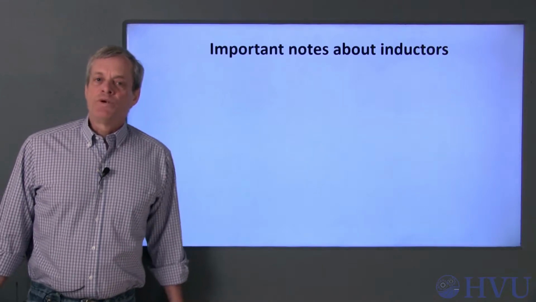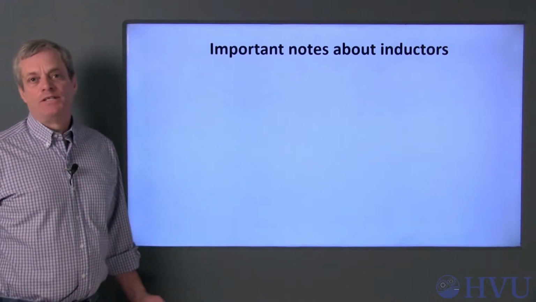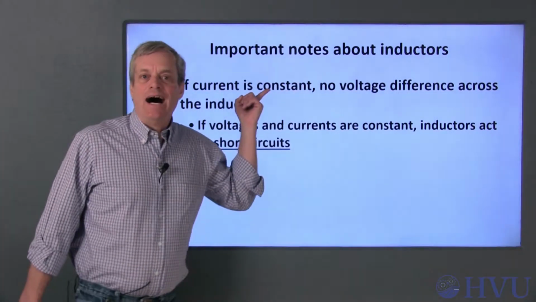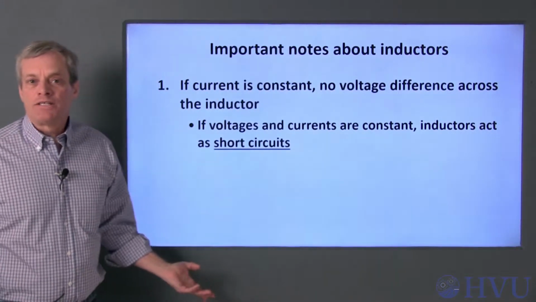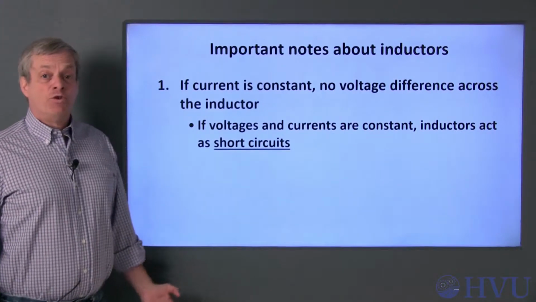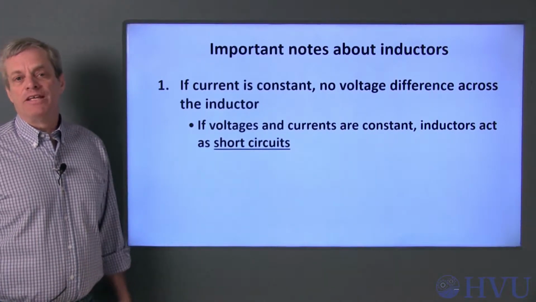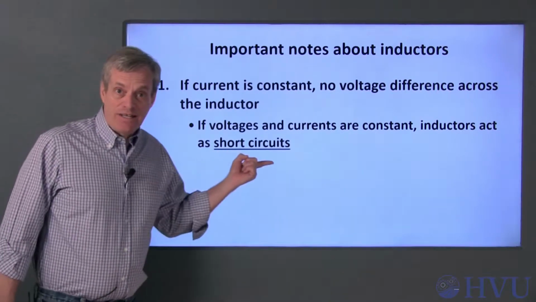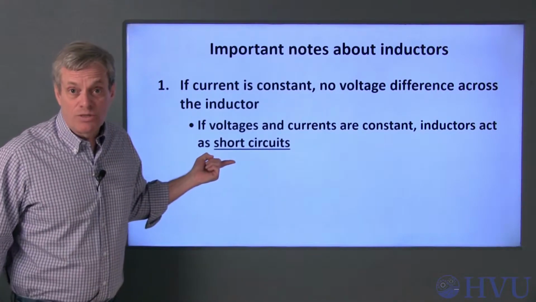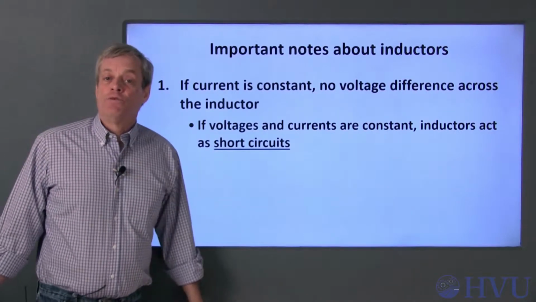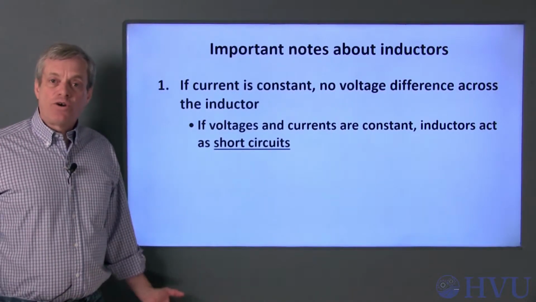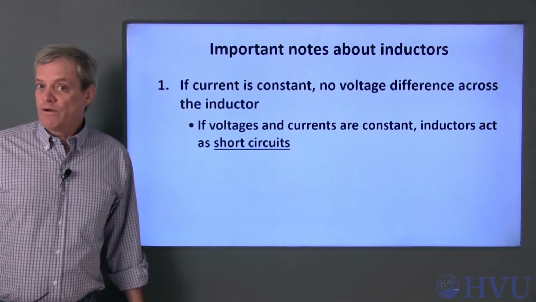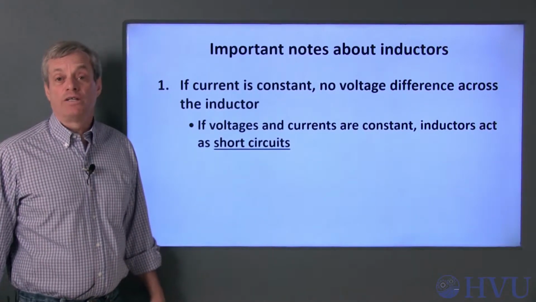Next, I'll look at some important special cases relative to the inductor voltage-current relationship. First, if the current is constant, the voltage difference across the inductor has to be 0, since voltage is proportional to the time rate of change of the current. This means that if the inductor current is constant, the inductor behaves like a short circuit, which also has 0 voltage difference. An inductor's current will become constant anytime a constant input, either a voltage or a current, is applied to the inductor for a long time.